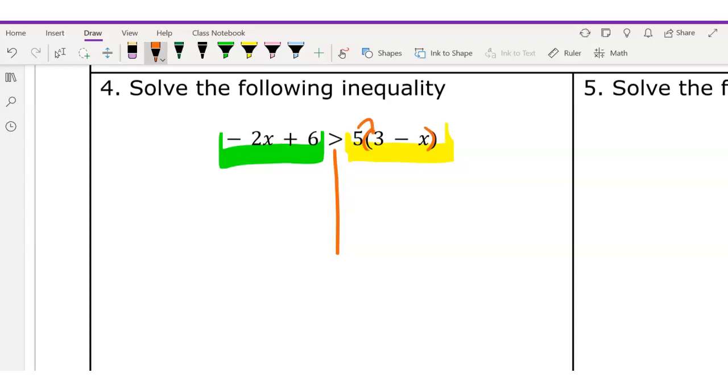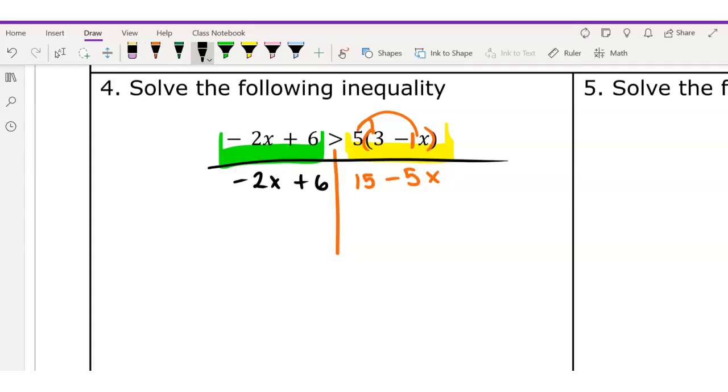We got 5 times 3 is 15. And then 5 times negative, if there's no number, there's a 1. So -1x is -5x. There's nothing that we can combine. So let's go ahead and rewrite the left side so it's level with the right side. So from here, we have an x on both sides. So let's go ahead and move one of the x's to one of the sides. Again, I like to move the x that is smaller.